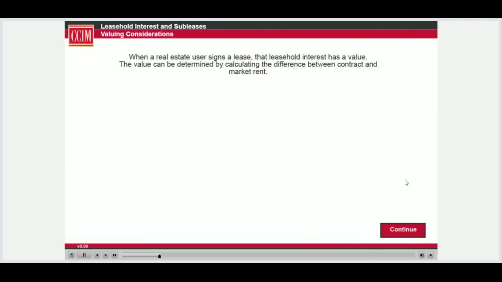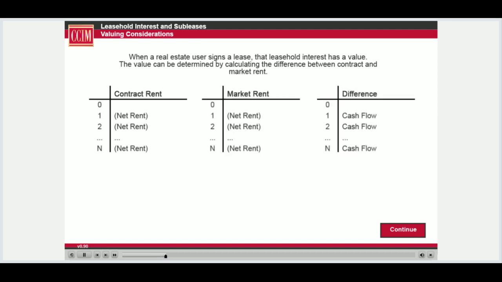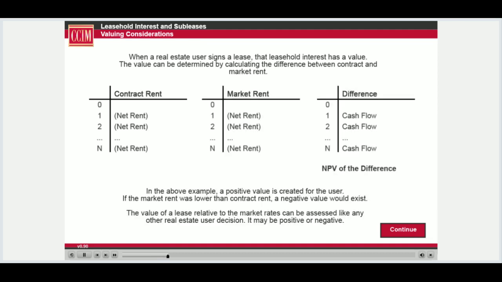When a user signs a lease, that leasehold interest has value. From the user's perspective, value is a cost, but it can be a positive value compared to other alternatives. For example, if the user is leasing space that costs $50,000 per year and the market cost for similar space is $60,000 per year, then the leasehold interest has a $10,000 benefit with respect to the market. That gives the user a slight competitive advantage. Conversely, if a user is paying $60,000 but could get similar space for $50,000, then the value is negative $10,000.